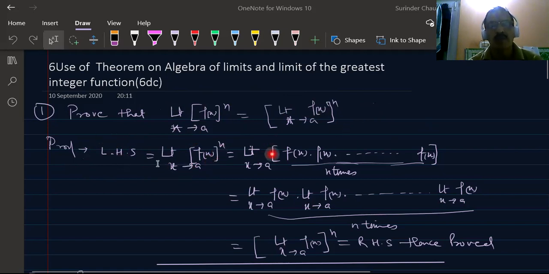the limit of their product. Limit x approaches a of f(x) into g(x) into h(x) is equal to limit x approaches a of f(x) into limit x approaches a of g(x) into limit x approaches a of h(x), and so on. And similarly, the limit of the quotient will be the quotient of the limits. So we can apply these for finding the limit while solving the problems.